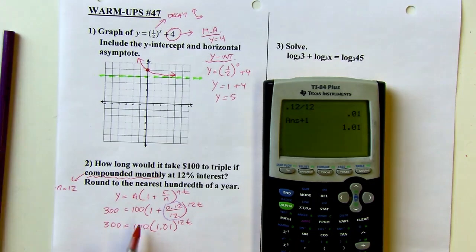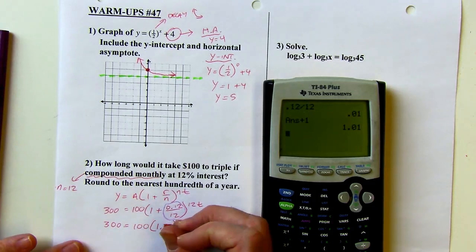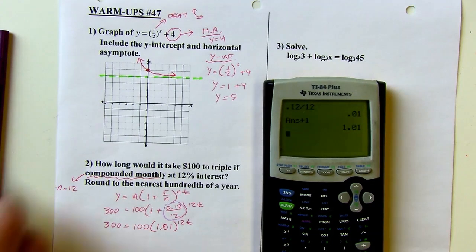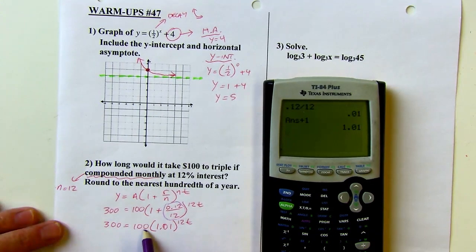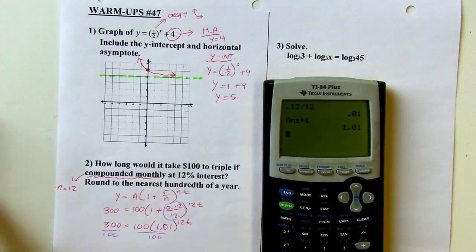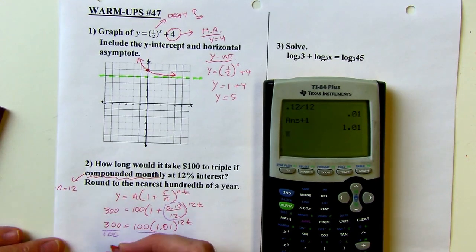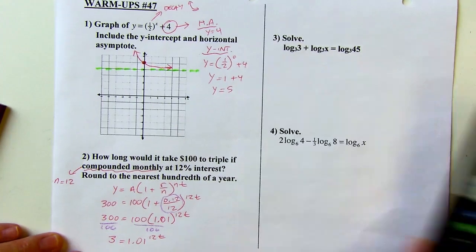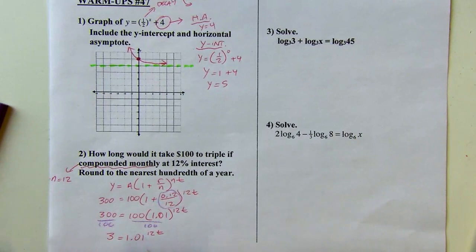Next up, I'm trying to isolate the t, so I'm going to divide by 100, which you could have done at the beginning, but don't multiply 100 times 1.01. We want to get rid of that 100 like so. You can't multiply those because they have different exponents, 100 to the first and then 1.01 to the 12t. Okay, so now I've got 3 equals 1.01 to the 12t. And whether you divide by 100 at the beginning or where I did, you should end up here.